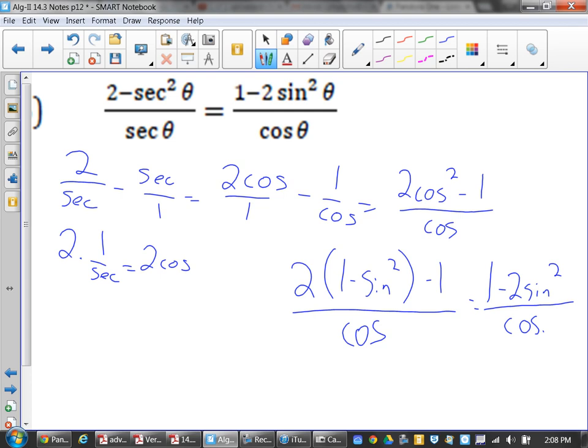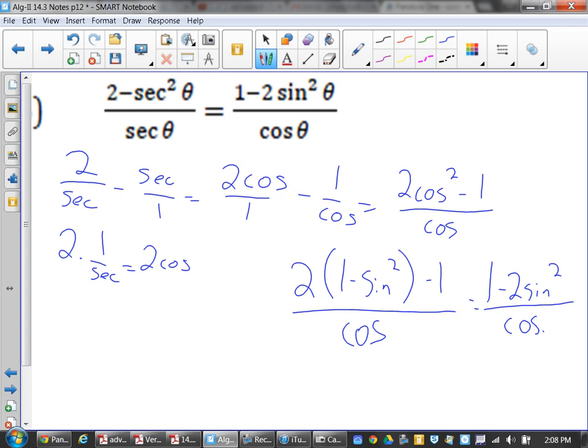Where'd the 2 come from? Beginning of the problem. 2 never drops out early. Why is there 2 there? Because it's 2 times cosine squared. I rewrote cosine squared as 1 minus sine squared. 2 is just a constant. It didn't go anywhere. It's still there. Oh, okay.